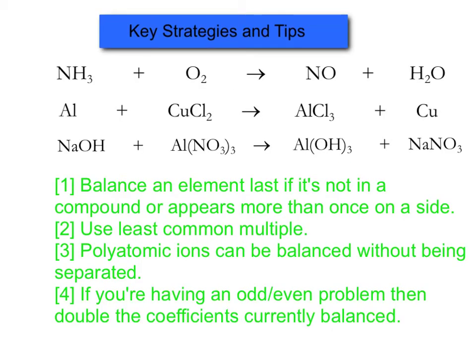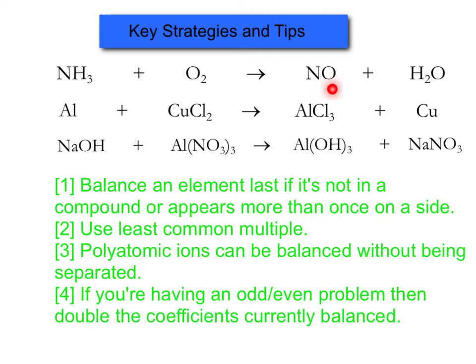Sometimes students struggle a little bit with balancing at first, so let me offer up a few key strategies. If you find that you have an element that's not in a compound or appears more than once on a side, it's usually best to save that element for last when you're doing the balancing. An example of this would be in the first equation. You can see here that oxygen is not in a compound, it's all by itself, it's in elemental form. Also, oxygen appears on the right hand side in 2 different spots, 2 different substances. So when we balance the first one, we're going to balance oxygen last.